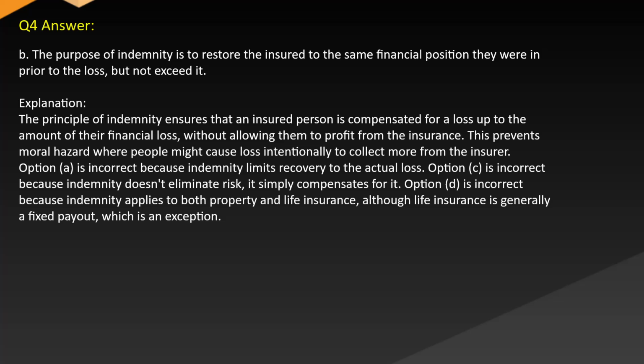Explanation. The principle of indemnity ensures that an insured person is compensated for a loss up to the amount of their financial loss without allowing them to profit from the insurance. This prevents moral hazard where people might cause loss intentionally to collect more from the insurer. Option A is incorrect because indemnity limits recovery to the actual loss. Option C is incorrect because indemnity doesn't eliminate risk, it simply compensates for it. Option D is incorrect because indemnity applies to both property and life insurance, although life insurance is generally a fixed payout, which is an exception.